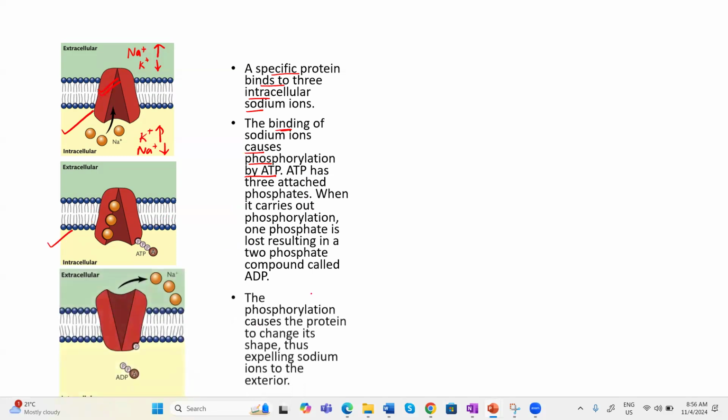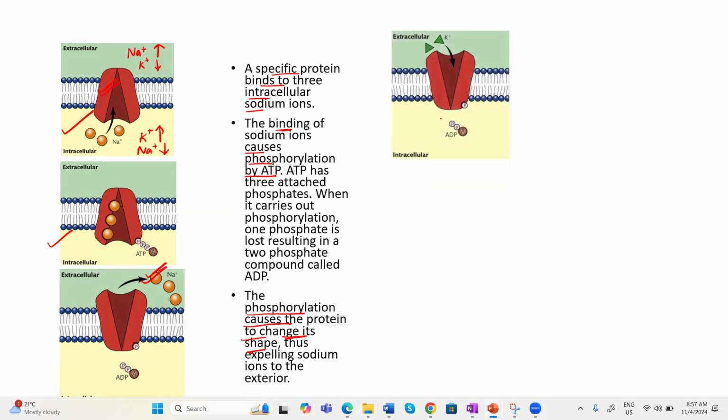Then what will happen? Phosphorylation will cause the protein to change its shape, expelling 3 sodium out. Is it clear? Expelling 3 sodium out. Now, outside, potassium is low, so we have to bring potassium inside now. This is the way they maintain it.